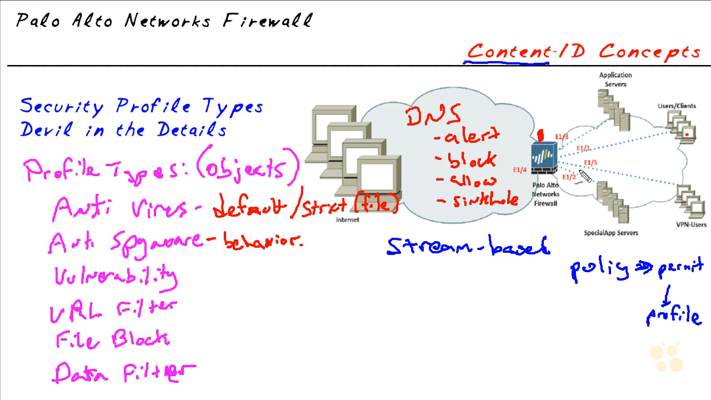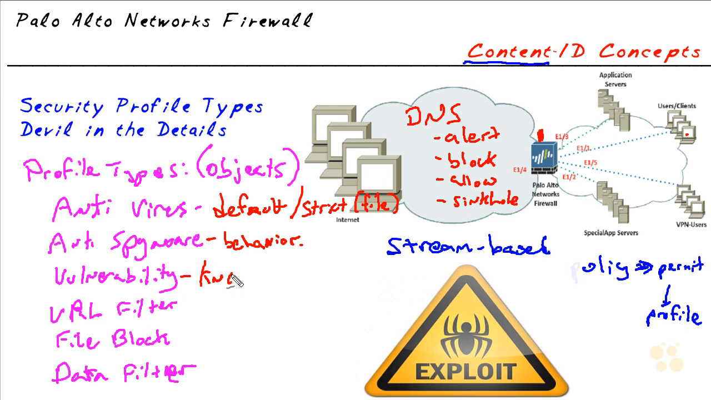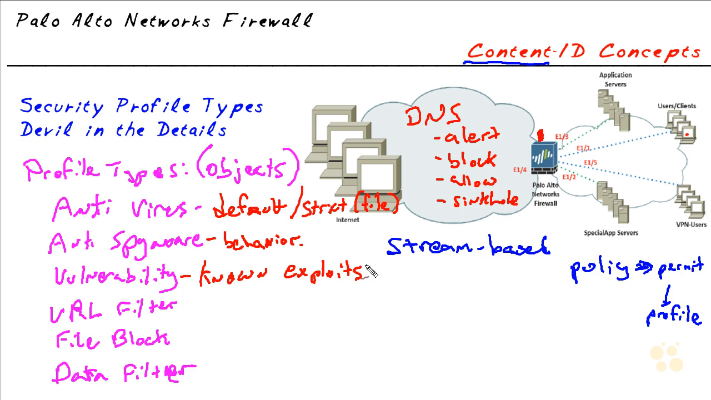Vulnerability protections. Okay, so that's kind of my next idea on here. And this is about a lot of known exploits, things like buffer overruns or OS vulnerabilities, stuff like that. There's a lot of predefined information on here. Again, two predefined profiles too, default and strict, same kind of idea, or create your own. Now, this focuses on what's called a CVE list.